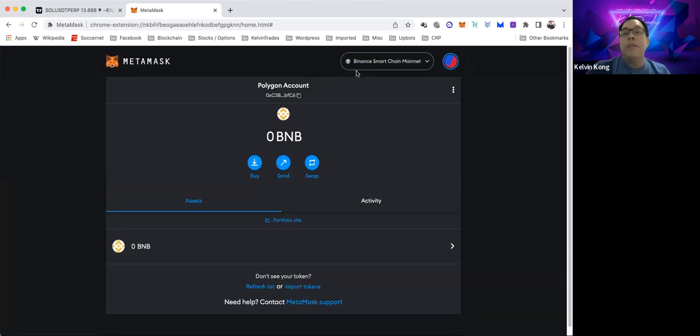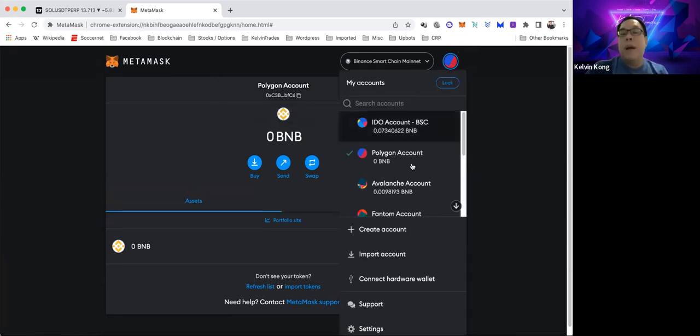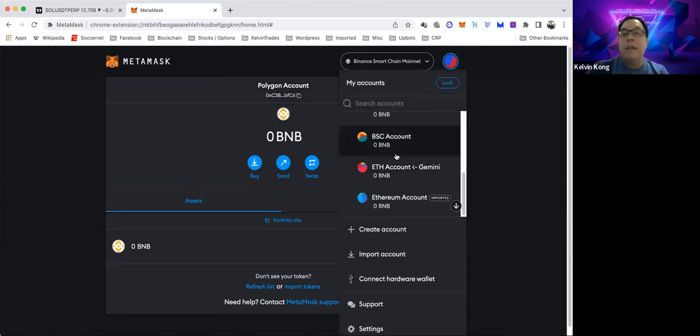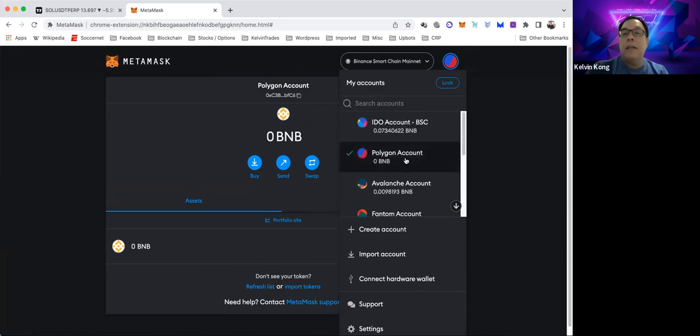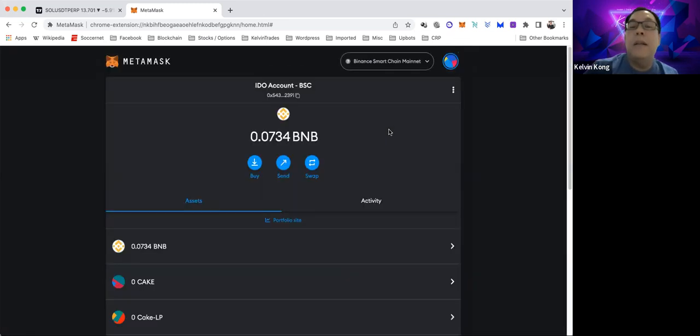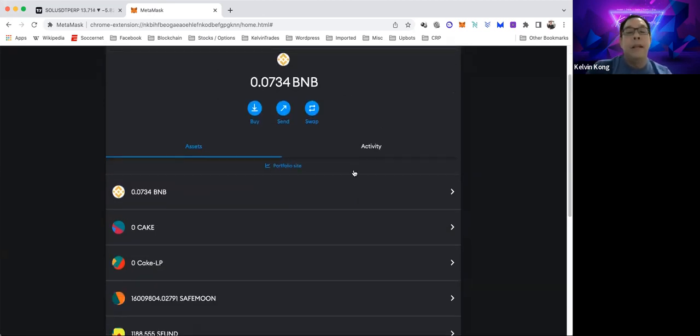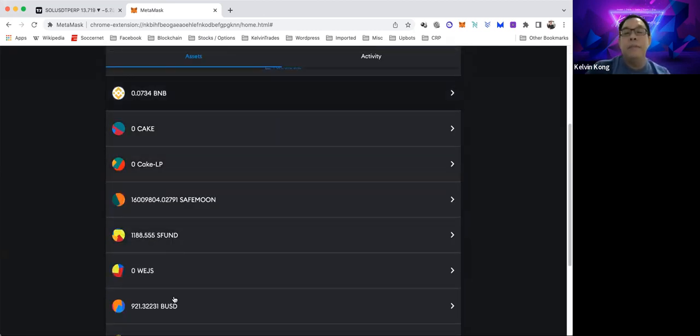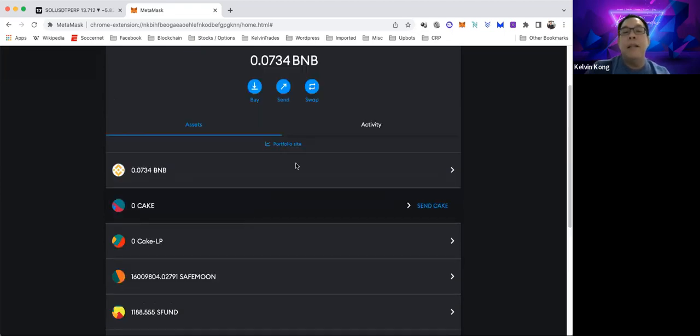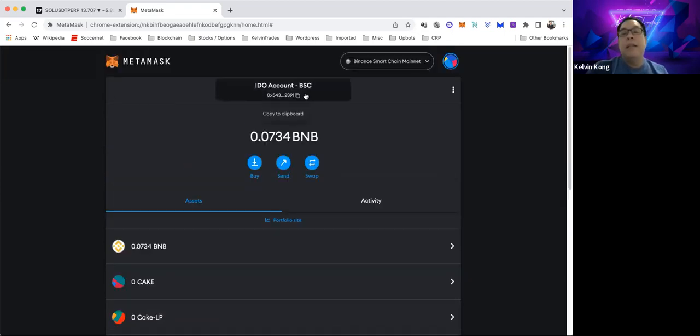So you can see if I change to the Binance network, you won't see any coins here because this wallet address is for Polygon. So I will go to my BSC wallet, and then you will see the coins over here that are inside this wallet that is linked to the Binance Smart Chain.